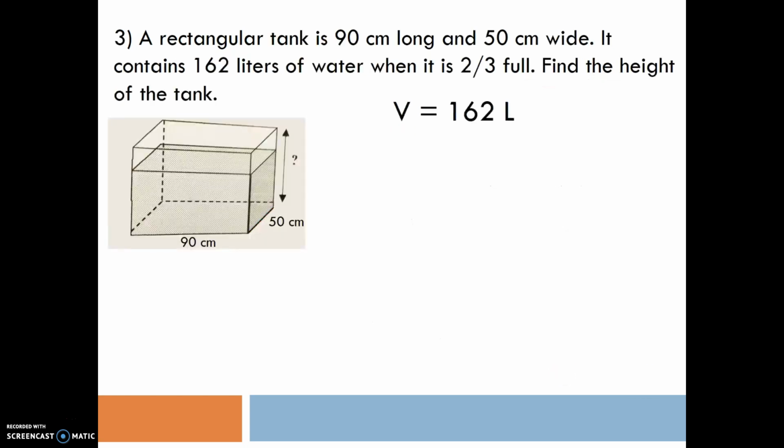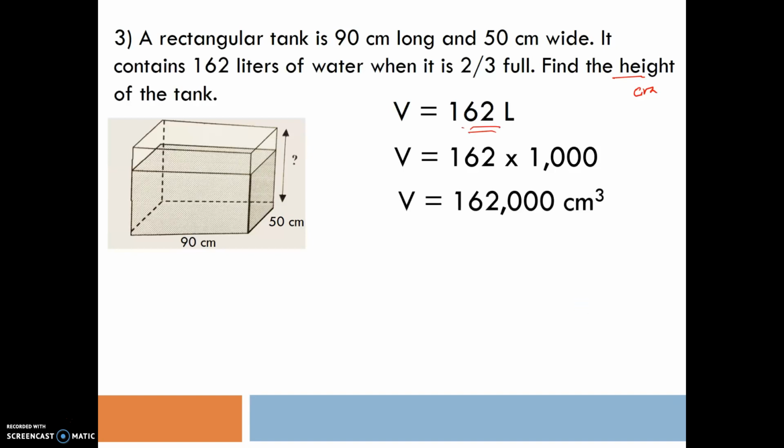Now we're going to find the height of this tank. This tank is 90 centimeters long and 50 centimeters wide, and contains 162 liters of water when it is 2/3 full. And we want to find the height. We need to find the height in centimeters, don't we? If we're going to find the height in centimeters, we need to convert this volume to centimeters cubed. So let's go ahead and convert that. We're going to multiply 162 liters times 1,000 centimeters cubed, and we're going to end up with 162,000 centimeters cubed.